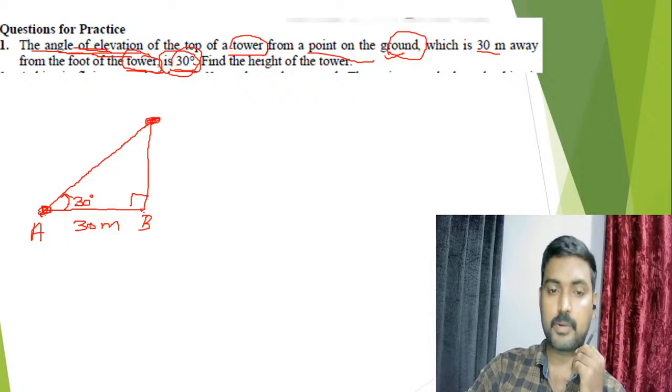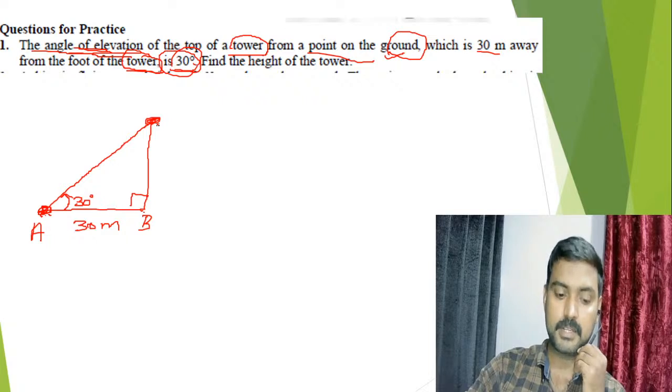We can mark the location. Point on the ground means it will be on the ground. And the top of the tower means it will surely be in the upward direction. So we joined this point on the ground and the top of the tower. Yes, so we got these values. Now the question: find the height of the tower. So we mark the height of the tower as h. We can mark this point C.